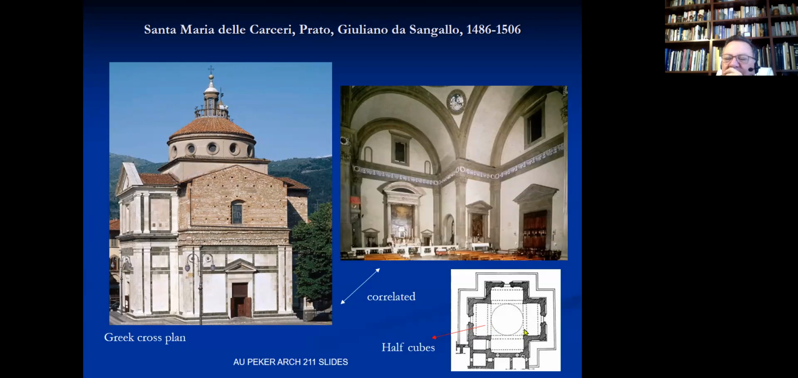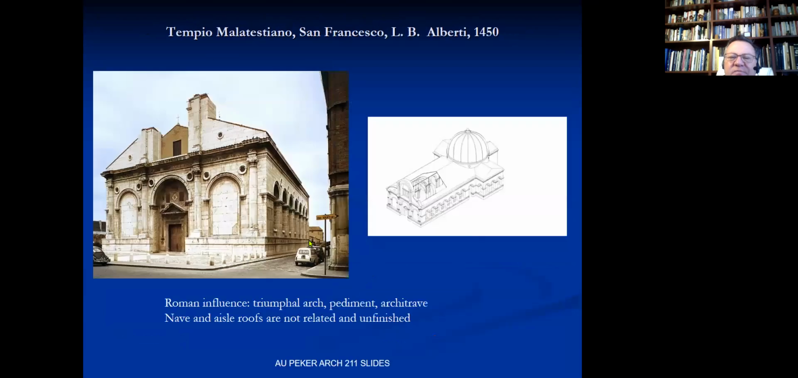This central square is taken as a model, and half of the square is created in the four wings, four arms of the cross, as you can see here. Then Renaissance proportions are basically there.